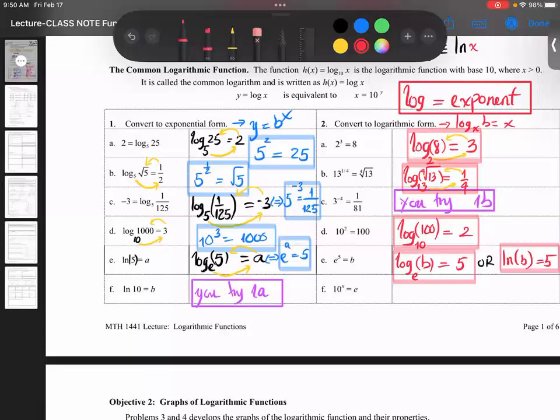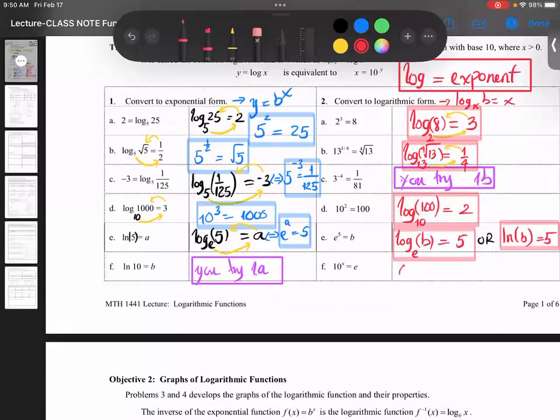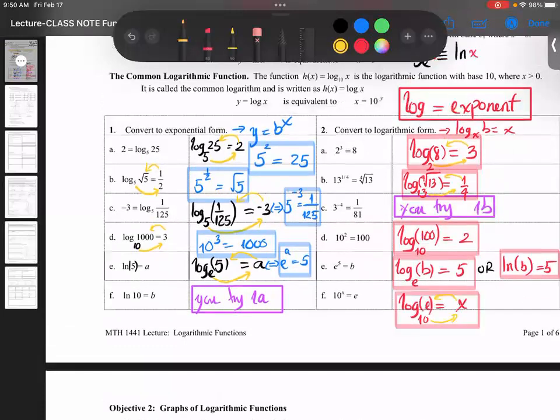All right, last one. Log base 10, right? Exponent is x, so the argument is gonna be e. Makes sense. 10 to the x equal e. So you are comfortable with changing between log and exponential? Yeah.